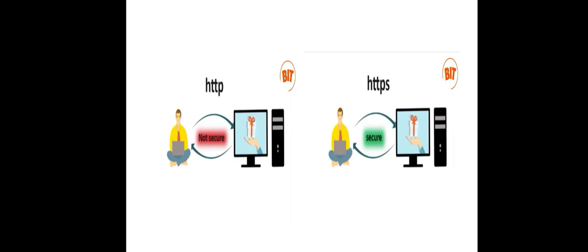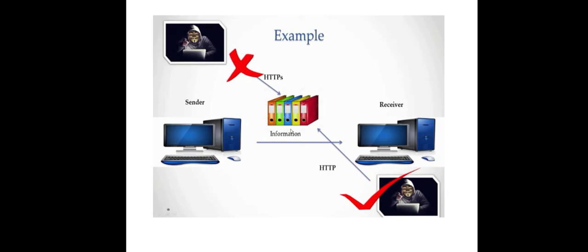Now here we see an easy representation of HTTP and HTTPS. Here it shows us HTTP is not secure. The information can be hacked, and in HTTPS, the S in HTTPS stands for secure. So HTTPS has security. It is more secure. And here is an example.